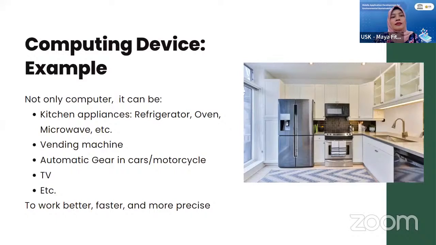Computing devices are not only used in computers or laptops. They can be used in other kitchen appliances like refrigerator, oven, microwave, etc. And also in vending machines, automatic gears in cars or motorcycles, in smart TVs, and other electronic devices. So why do we use microprocessors and microcontrollers? To function better, faster, and with more precise calculation.